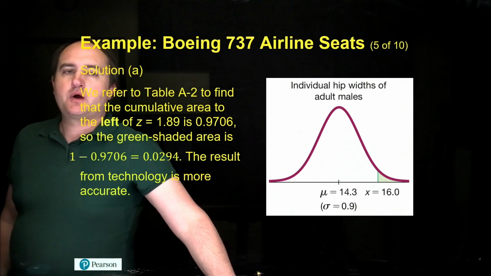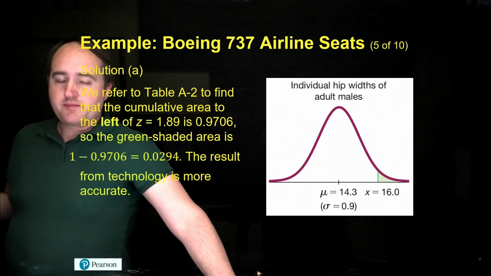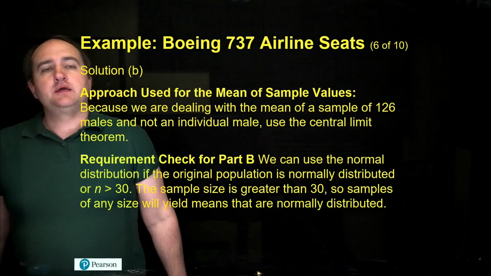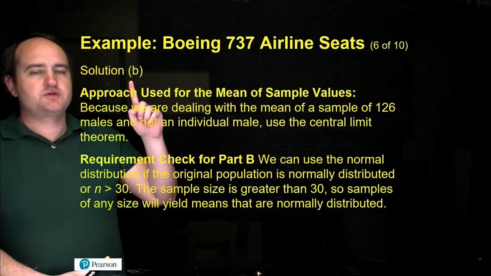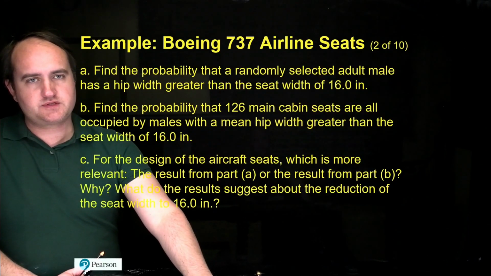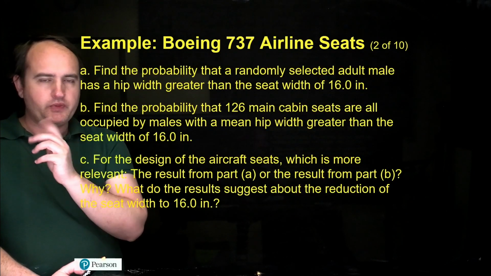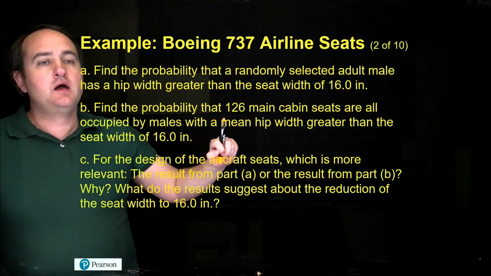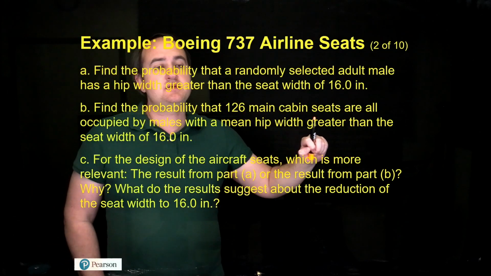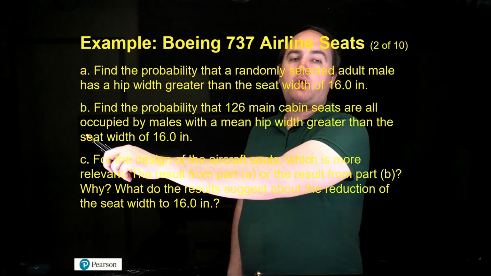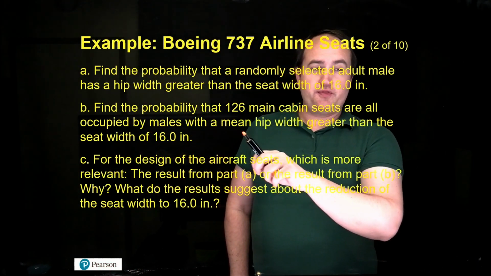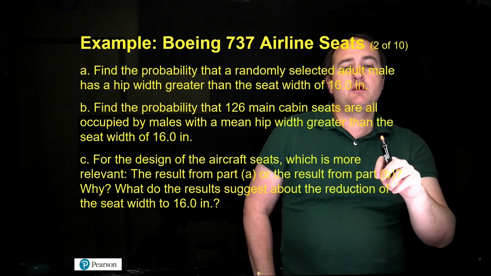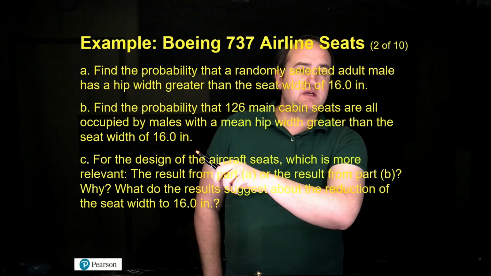Okay, now the interesting part that we need to learn about today is the answer to part B. So let's go back to the slide where we saw part B. In part B, they want us to find the probability that 126 main cabin seats are all occupied by males with a mean hip width greater than the seat width of 16.0 inches.